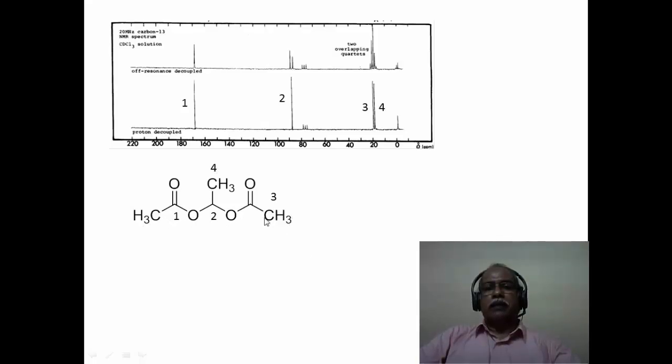The CH3 appears as a quartet, which is here, for example, and this CH3 also appears as an overlapping quartet. So 3 and 4 correspond to these 2 methyl groups, and signal number 2 corresponds to the CH, which is connected to 2 oxygens. So it comes at more than 85 ppm or so. Finally, the carbonyl carbon comes around 170 ppm in this compound. So the molecular structure is elucidated based on the NMR and the mass spec.